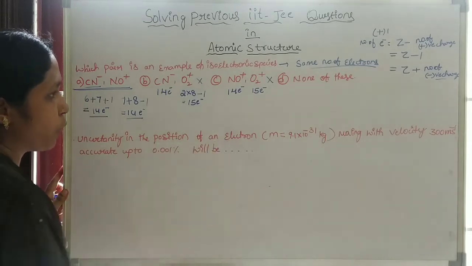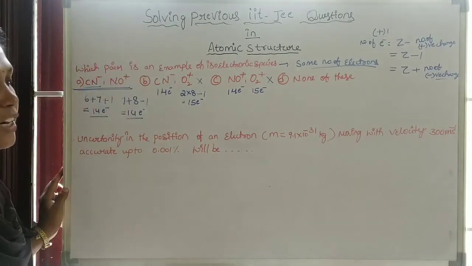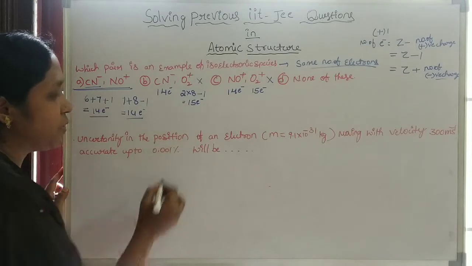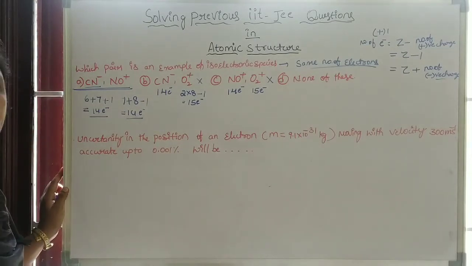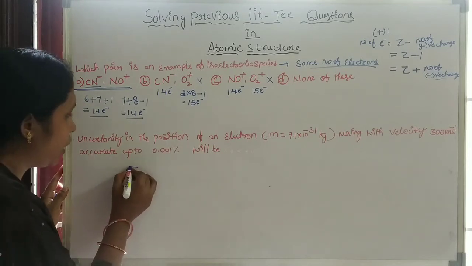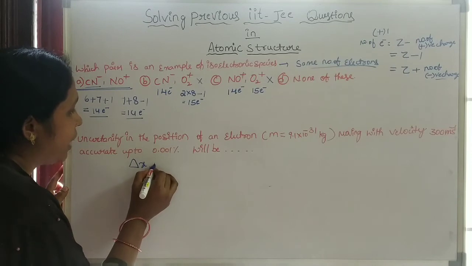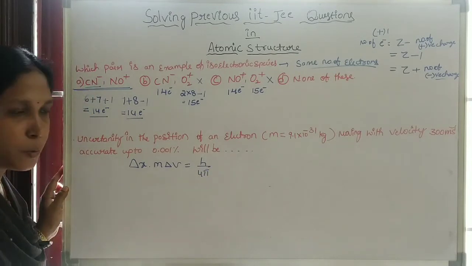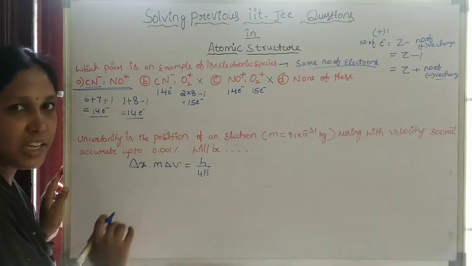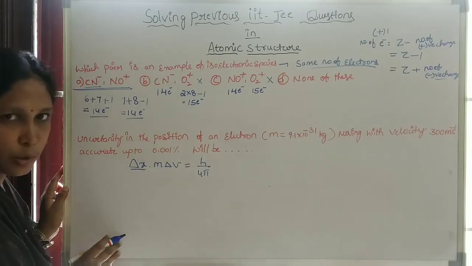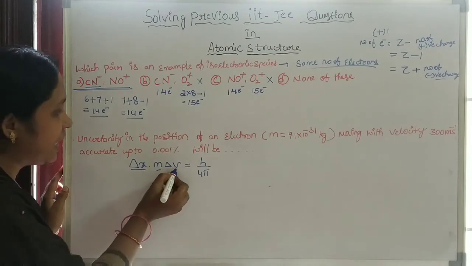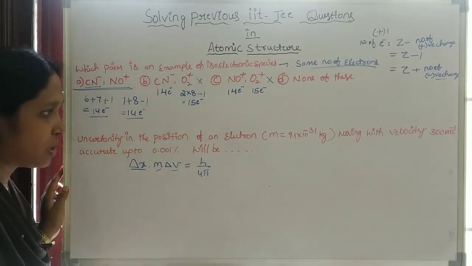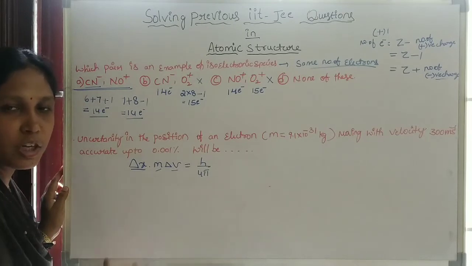Uncertainty in the position of an electron moving with a velocity of 300 meter per second, accurate up to 0.001%, will be the uncertainty in position. Okay, according to the Heisenberg uncertainty principle, we know delta x into m delta v is equal to h by 4 pi. Either it is greater than or equal to, so we will take equal. Here delta x is the position of the electron, m is the mass of the electron, delta v is the velocity of the electron, and h by 4 pi. H is the Planck's constant and pi is 22 by 7 or 3.14.